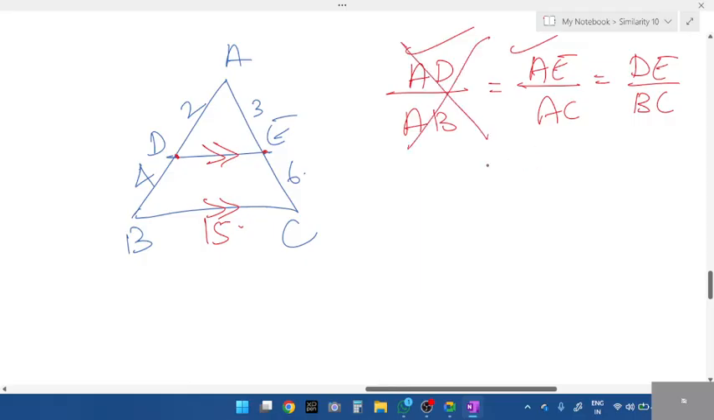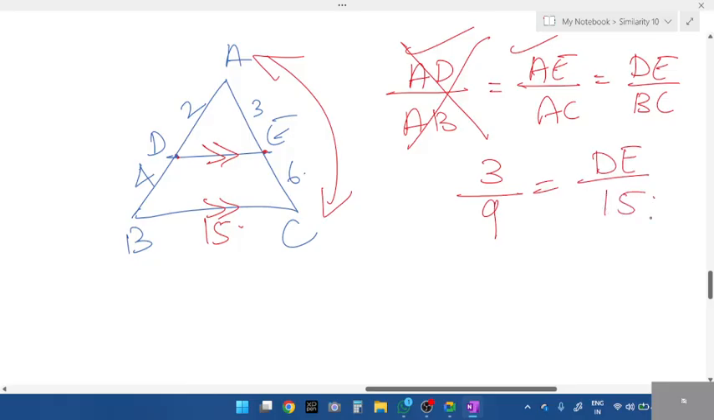AE divided by AC. What is AE value? 3. 3 divided by what is AC, students? AC is this total value. What do we get? 3 plus 6 is equals to DE divided by what is BC? 5. So first thing I proved that they are parallel. That is what you have to do. After this, we'll solve 4 questions based on this. The exercise is done.